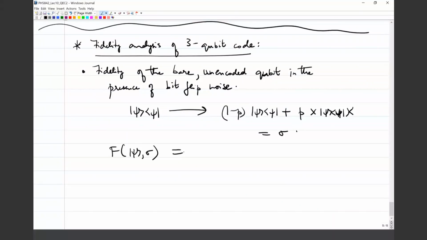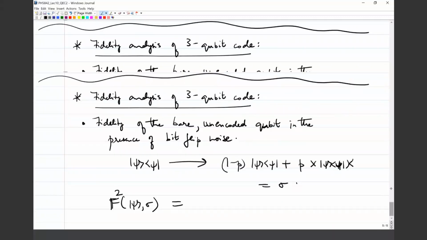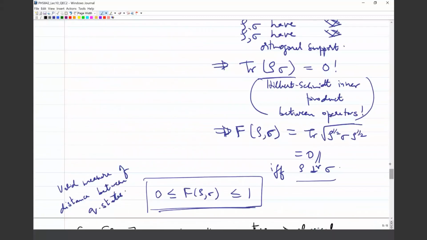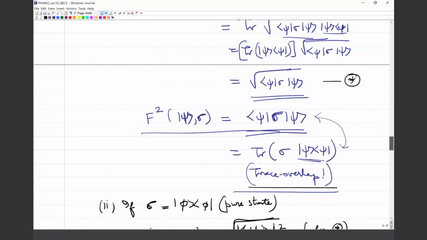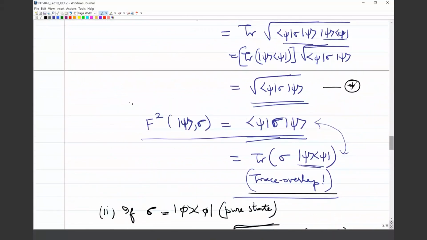And it's easy to see what this is, right? So if you want, we can do the f squared, because we saw that the f comes with a square root, right? It's for between a pure state and a mixed state. This is what it looks like. So this is the expression we will use, the f squared expression.